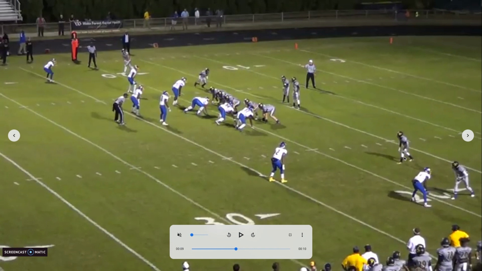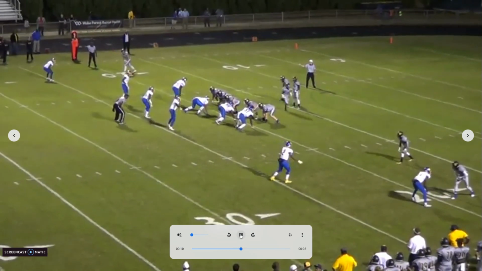So we're going to motion across. We're going to build trips. We have 2 receivers out here to our left perimeter. The defense has 2 defenders covering down. So we're going to go 2 plus 1. So the defense has 2. Right now it's 2-2, but we're going to add 1. We're going 2 plus 1. Let's see what the defense does.